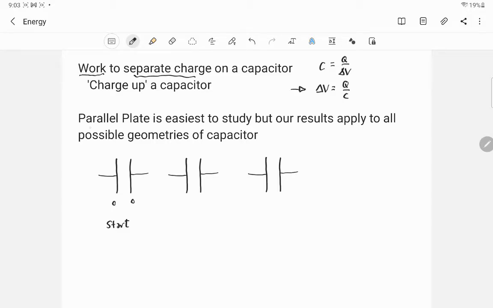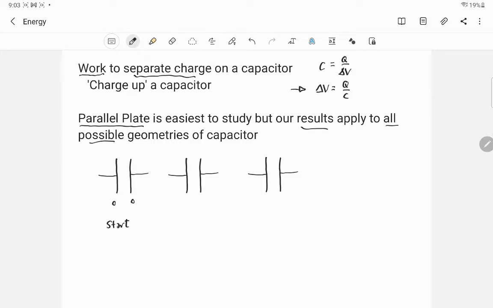I'm going to imagine doing this exploration based on the parallel plate capacitor, because it's the easiest to study or imagine, and the circuit symbol looks like a parallel plate capacitor. It just looks like what you're used to. But the results I'm about to get are the correct result for all possible geometries of capacitor.